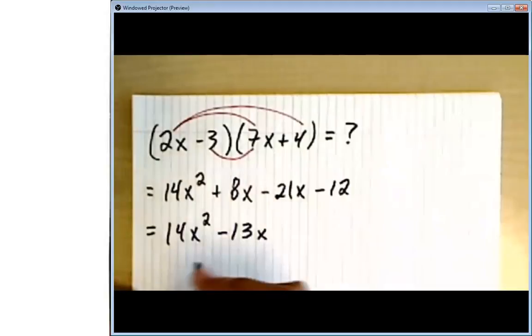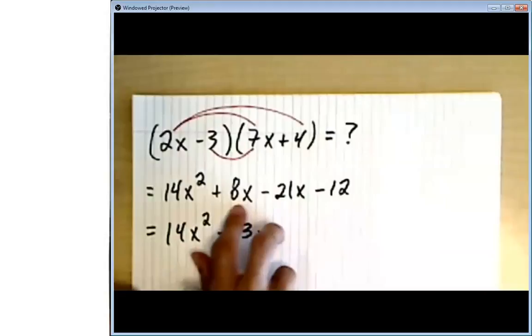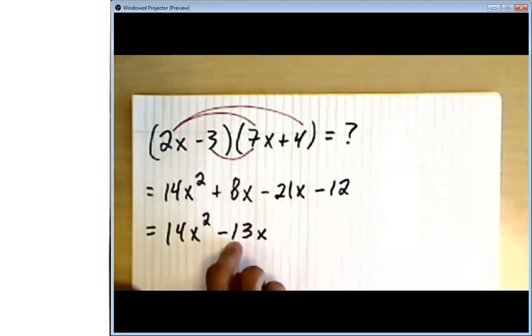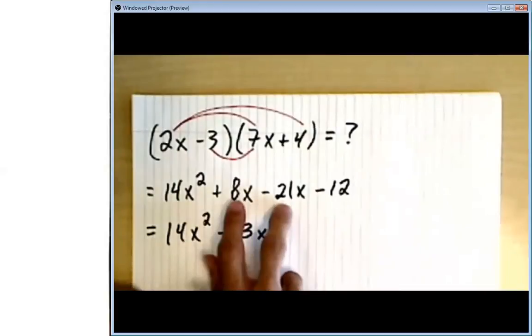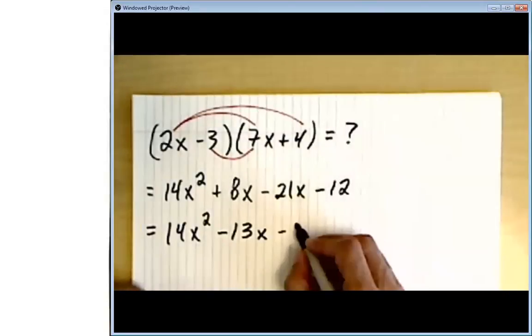The Zoom class said these are being subtracted, right? So you just do it regularly and then switch the sign at the end. 21 minus 8 is 13, but it's negative, so make it negative. Yeah, good. Then minus 12. Done.